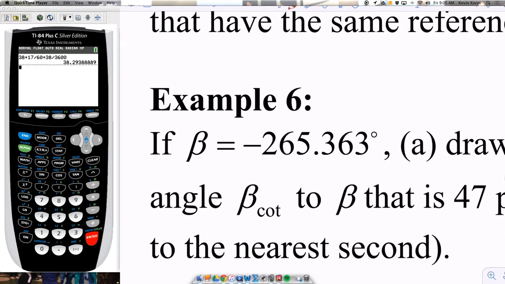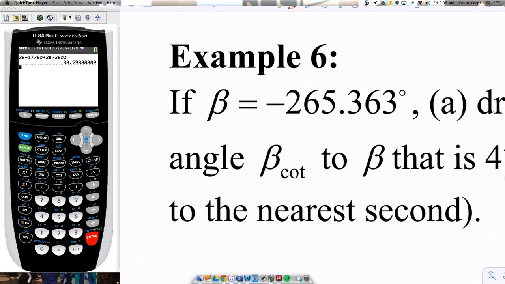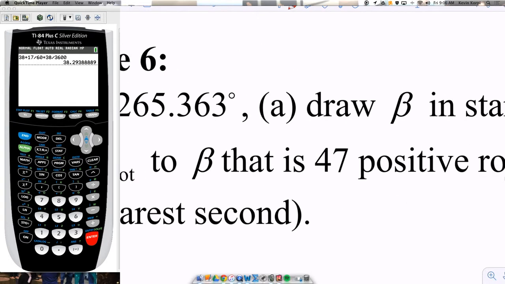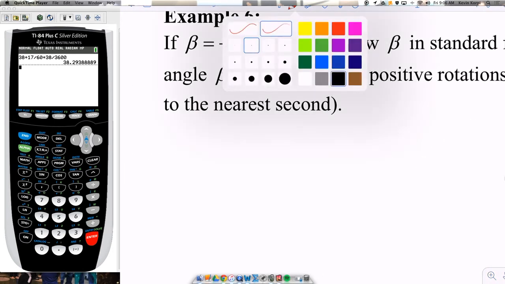Example 6. If beta is negative 265.363 degrees. Is that in decimal degrees or DMS? Decimal. We're typically going to work in decimal degrees, just an FYI. Part A, draw beta in standard form. Okay, draw beta in standard form.